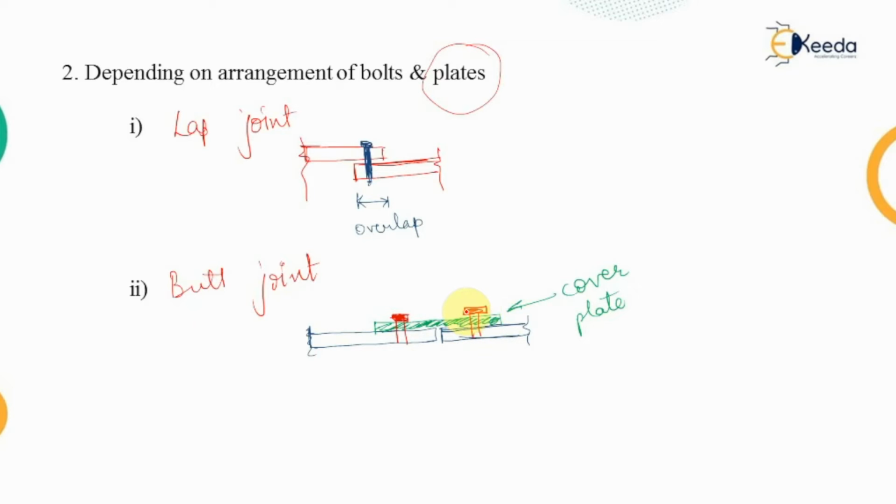Now depending upon the number of cover plates, the cover plate can be provided either on the top or on the bottom of the two members, or on both the sides, and the number of bolts can be increased. And depending upon these arrangements, we can further classify these butt joints into different categories.